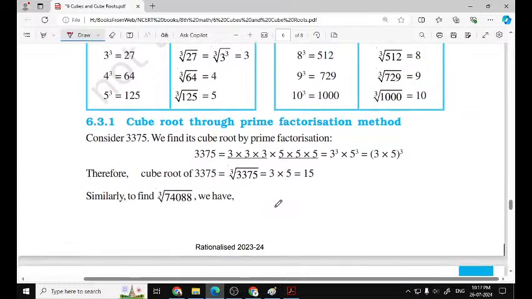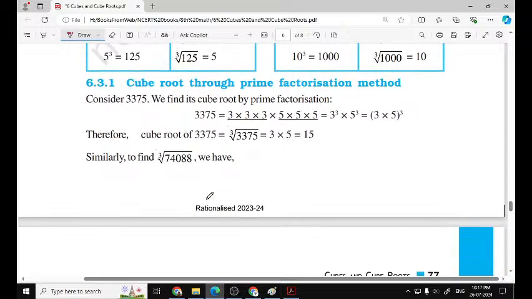Cube root through prime factorization method. Consider 3375. We find its cube root by prime factorization method. 3375 is prime factorized and we get a triplet of 3 and 5. That can be written as 3 cube into 5 cube, that is 3 into 5 whole cube. Therefore, cube root of 3375 is 3 into 5. We consider once for a triplet and cube root is 15.